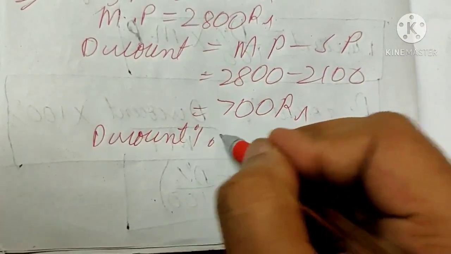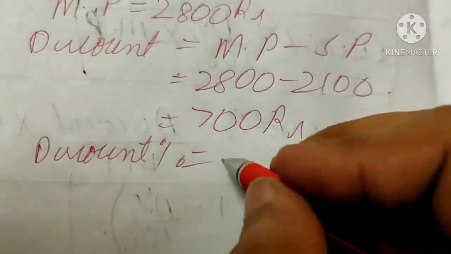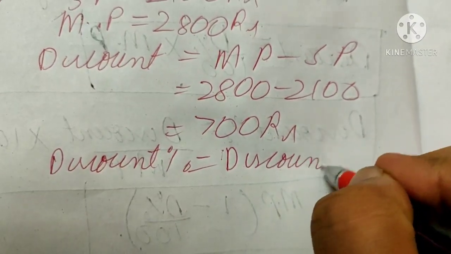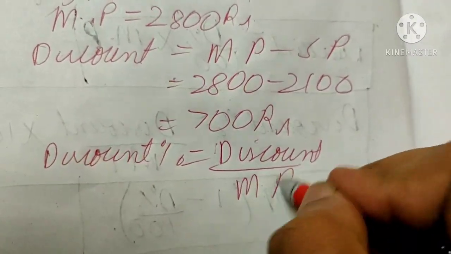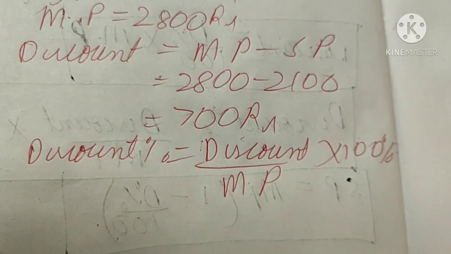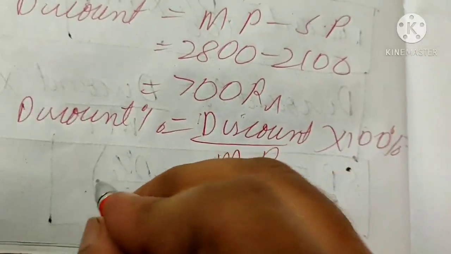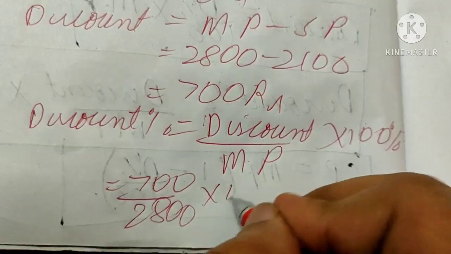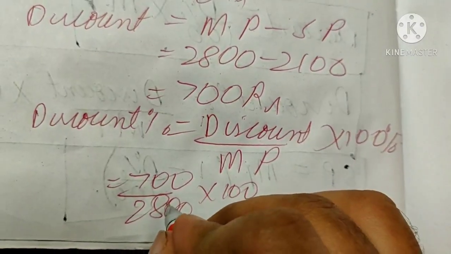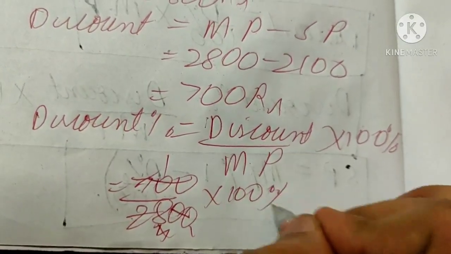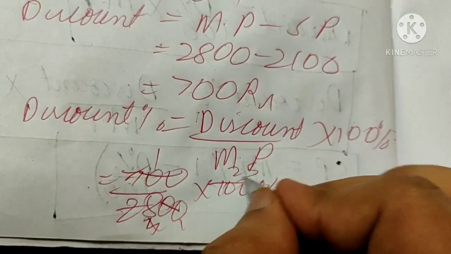Discount percent is equal to discount upon MP into 100%. So discount here is 700 upon MP, which is 2800, into 100. This is this 1 4, so here it is 25%.